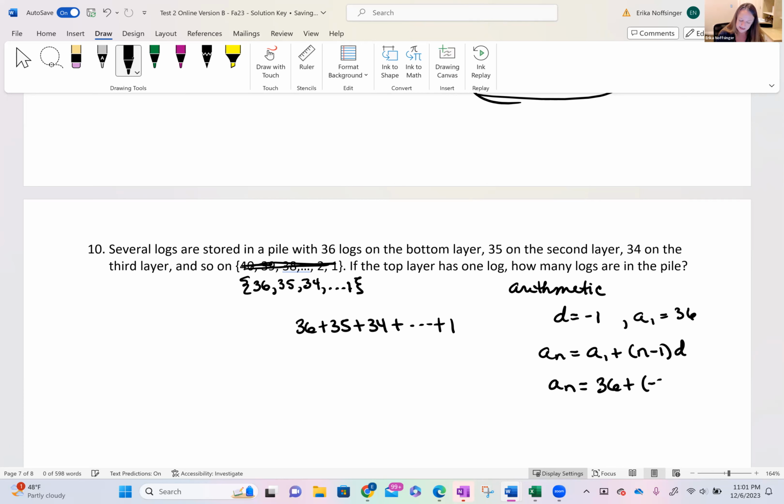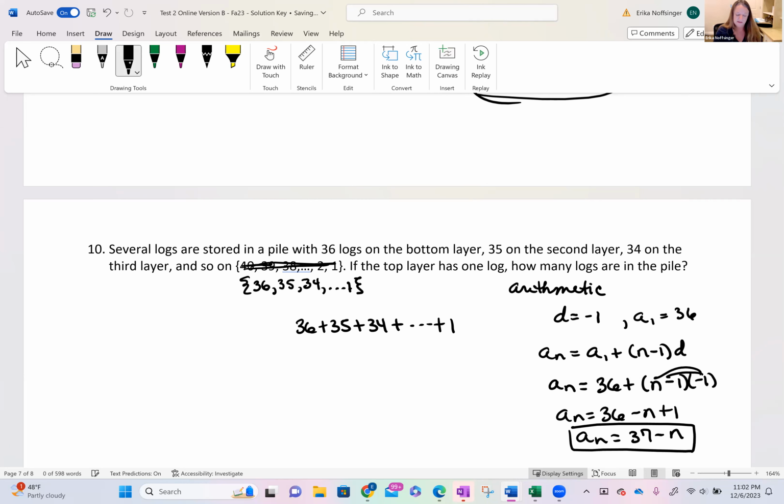So I have a sub n is equal to the first term, which is 36, plus n minus 1. Oops, n minus 1, not d minus 1. So n minus 1 times d, which is -1. So let's distribute that -1. So 36, -1 times n is -n, -1 times -1 is +1. So we have a sub n is equal to 37 minus n.